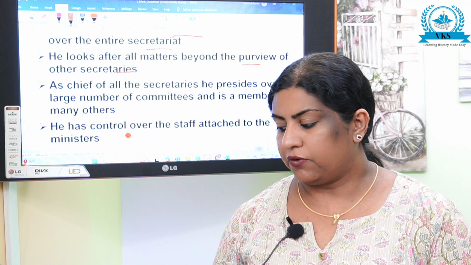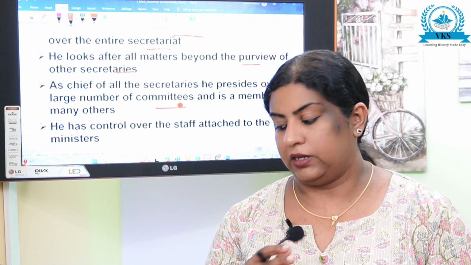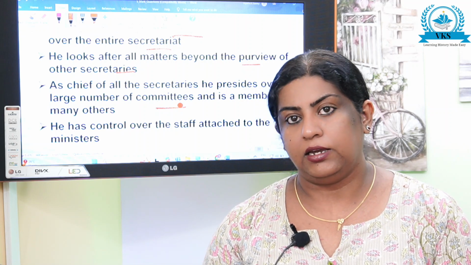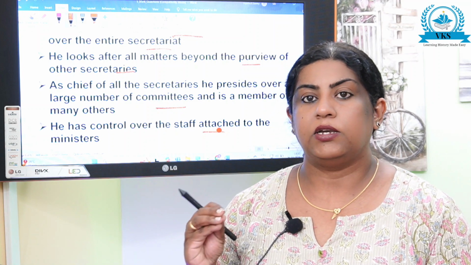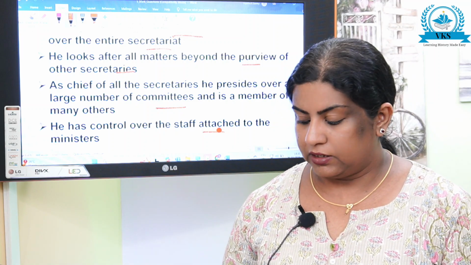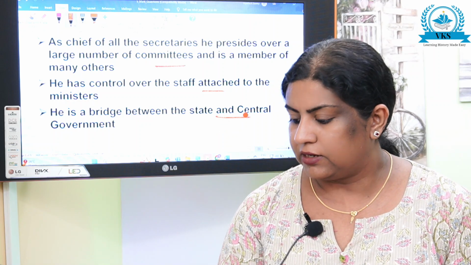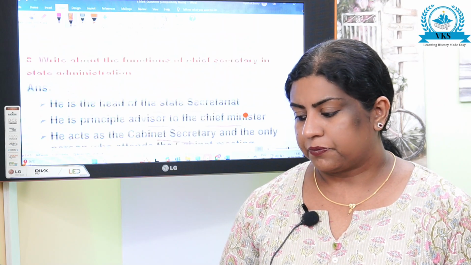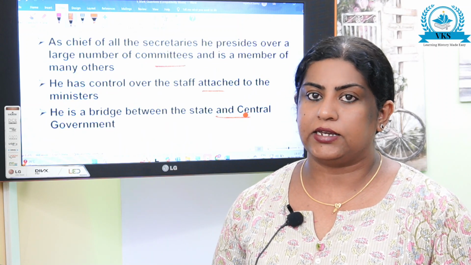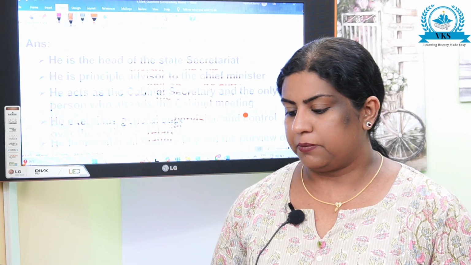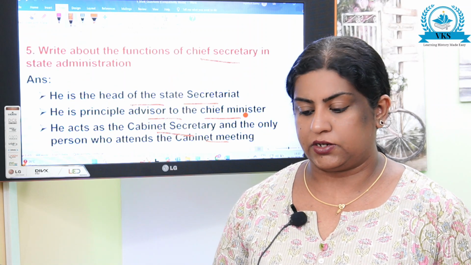Next, as chief of all secretaries, he presides over many committees and is a member of many others. He has control over the staff attached to ministers. And he is a bridge between the state and the central government. So, all these can be said as the functions of Chief Secretary in state administration.